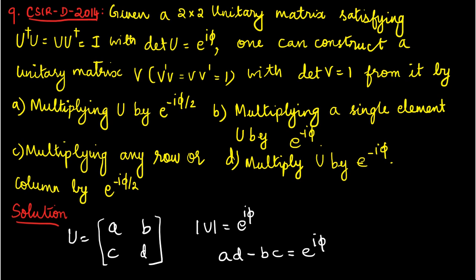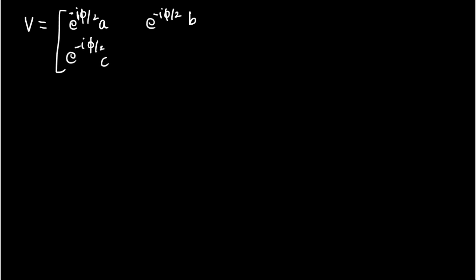Now, based on the option, I am going to choose my first option. I have to construct a matrix V. So I'm going to use option A, multiplying U by e power minus i phi by 2. So I have to multiply all the elements A, B, C, and D with e power minus i phi by 2. That will give me my new matrix according to the option: e power minus i phi by 2 into A, e power minus i phi by 2 into B, e power minus i phi by 2 into C, e power minus i phi by 2 into D.